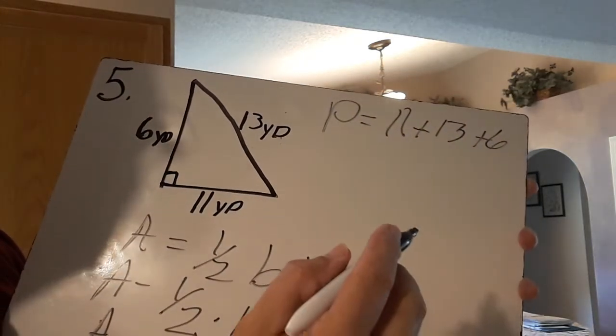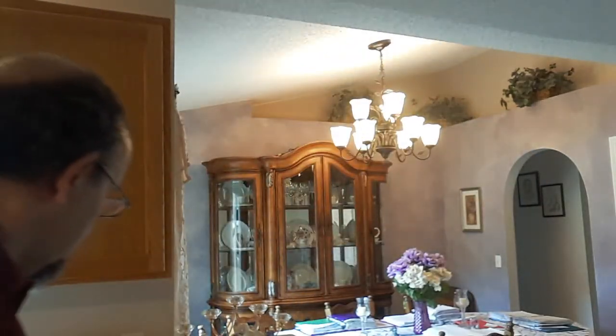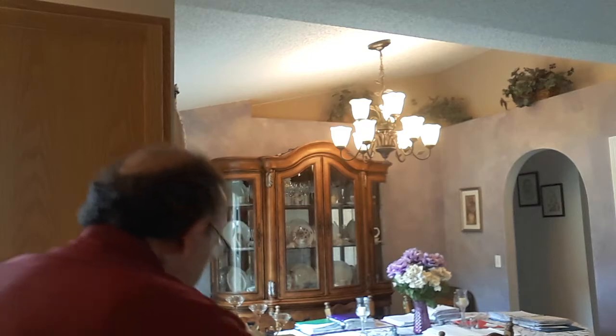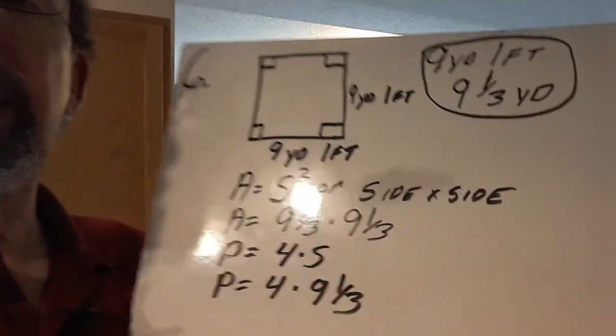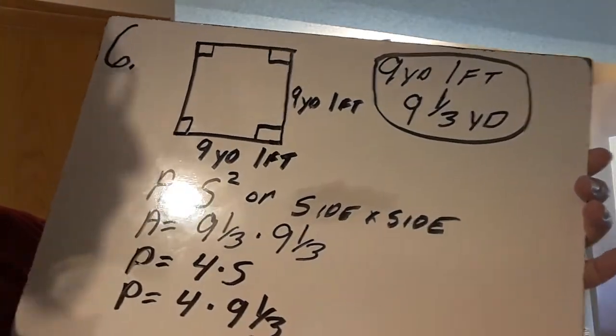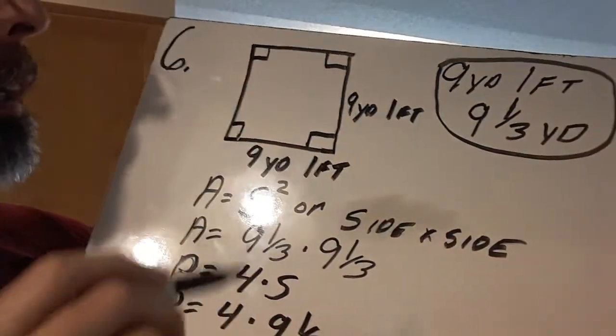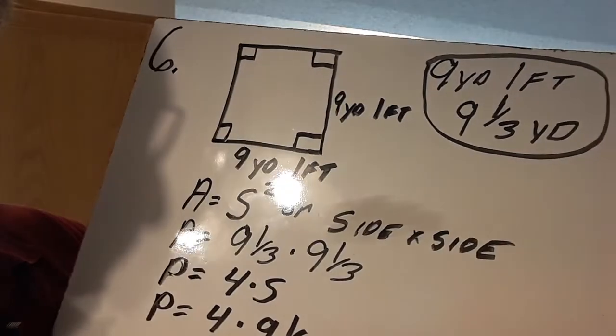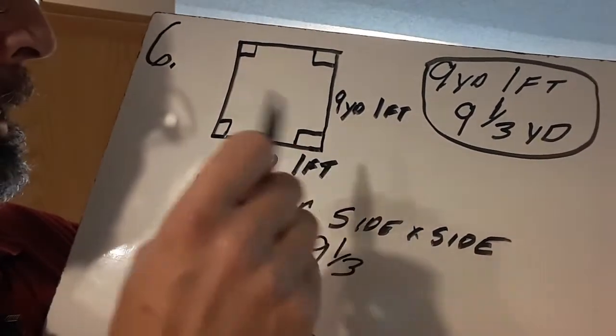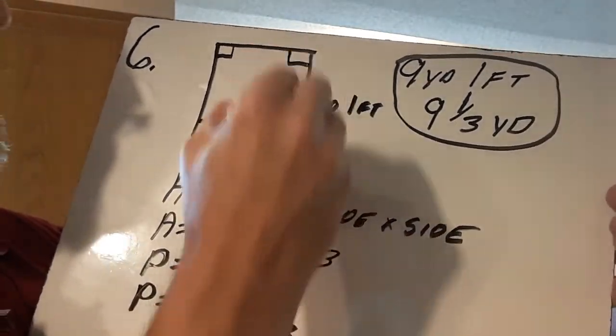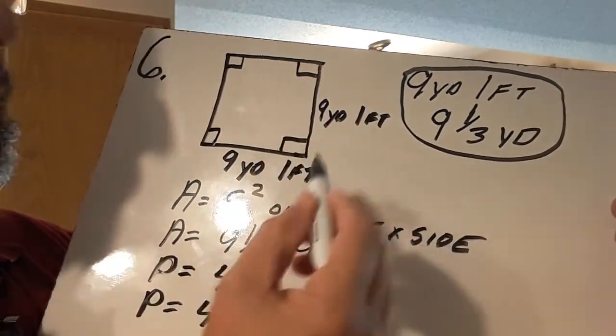That's perimeter. All right. Next, the last one is the one that's a little bit trickier. All right? And I wrote some things out ahead of time. So you've got a square. A square has all 4 sides the same. So when you're figuring the area, it's still length times width or base times height. It's still the same thing.